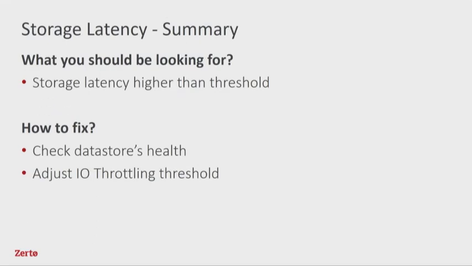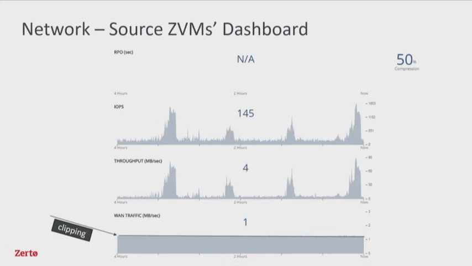In case the problem is not on the storage level, we'll want to move on to the next level, which is the network. In this section, I'm going to talk a little bit about the different statistics we can find in the Zerto UI related to network. We'll talk about how to recognize network-related issues and the best way to resolve them.